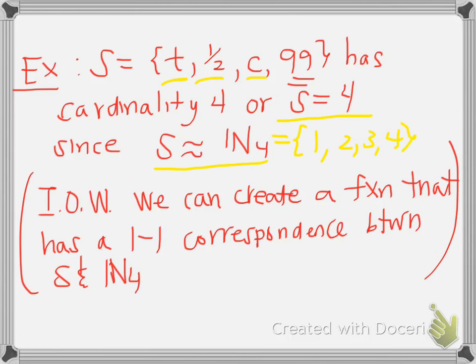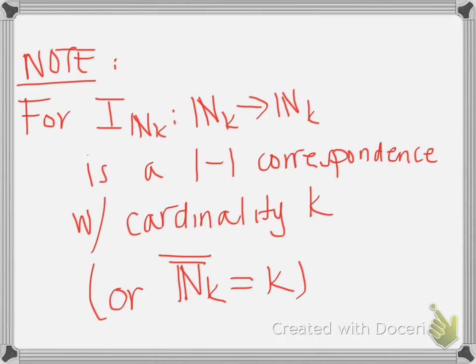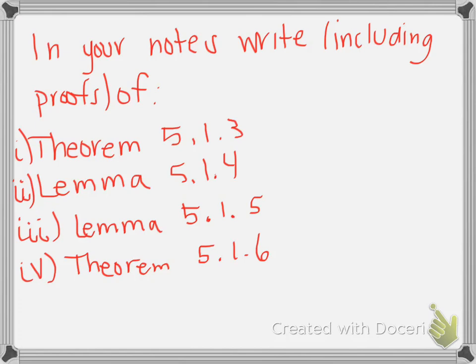So again, like from the beginning of my first video, it's making that one-to-one correspondence with the natural numbers. Okay. And so in other words, that means we can create a function that has a one-to-one correspondence between S and N sub 4. Just another note for the identity function. So the identity of N sub K, so of course, that's the domain of N sub K to N sub K. This, and it should be straightforward, is a one-to-one correspondence with cardinality K, of course, or you can use that notation.